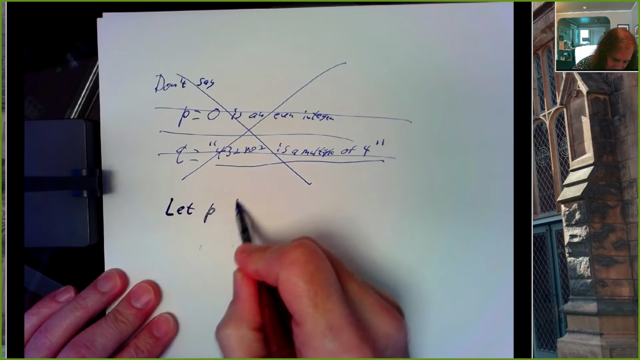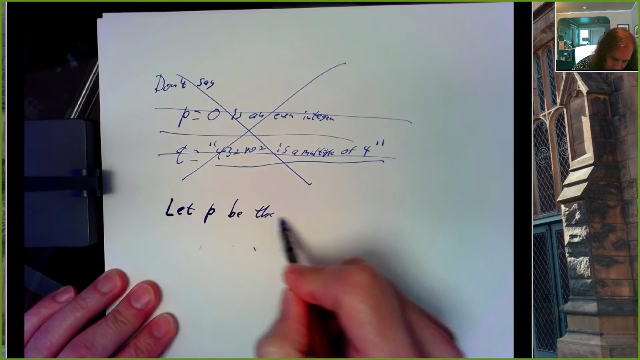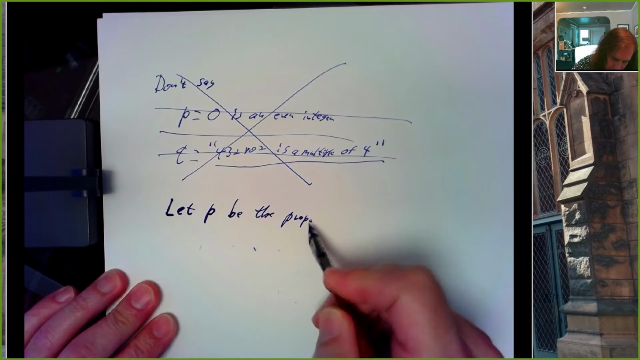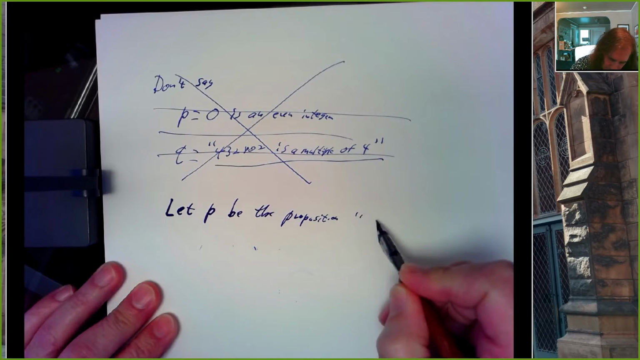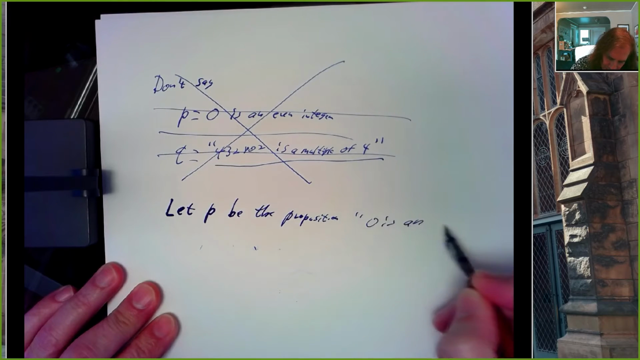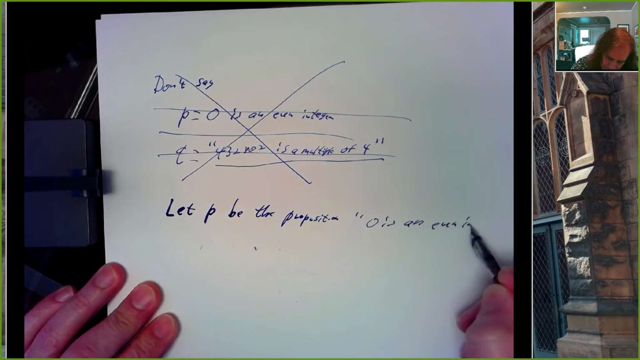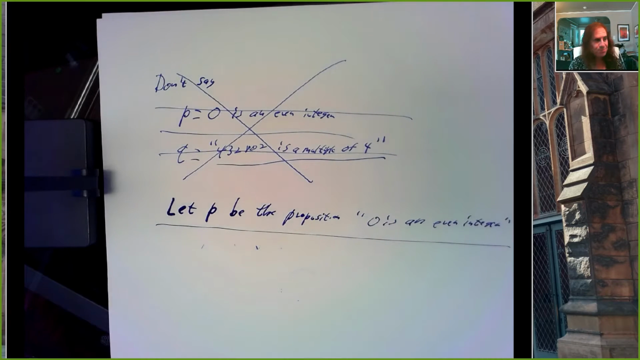Let P be the proposition: zero is an even integer. I want you to state your propositions with that language. Let P be the proposition. Let Q be the proposition. R is the proposition. Something like that, but I'm not going to let you use the equal sign. Okay?